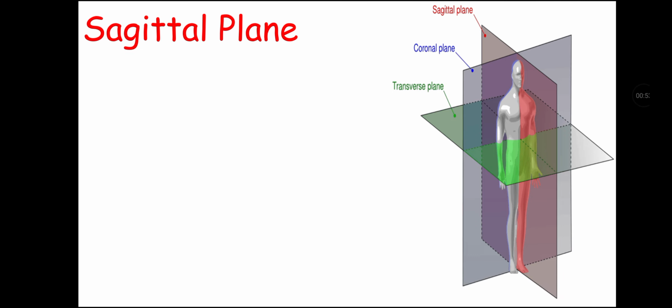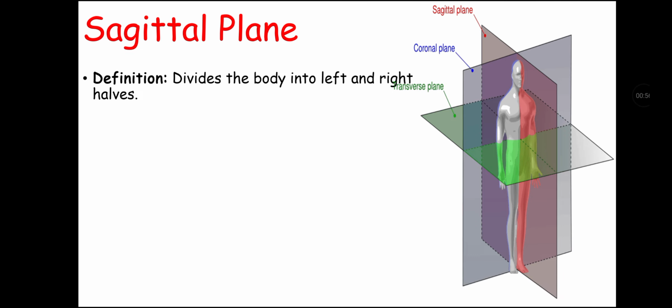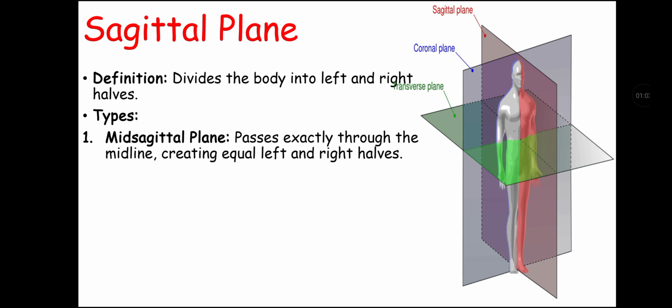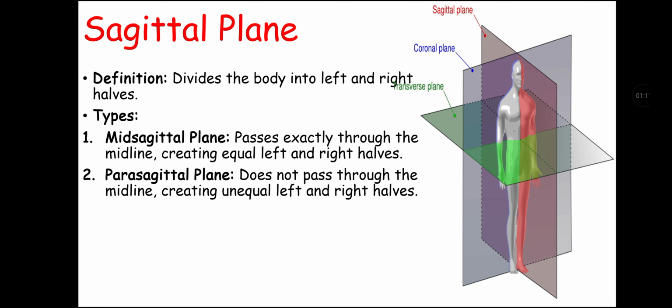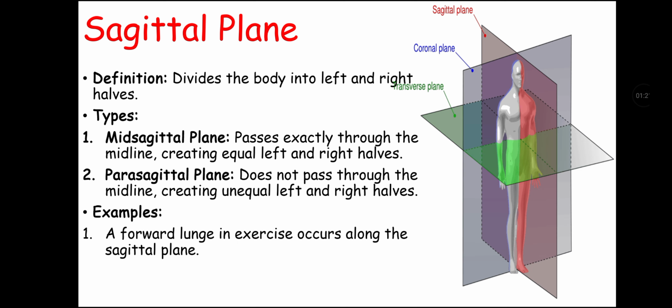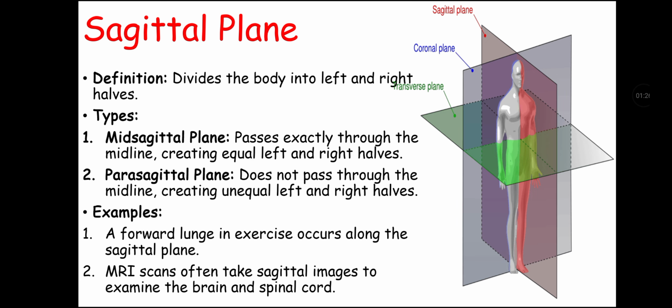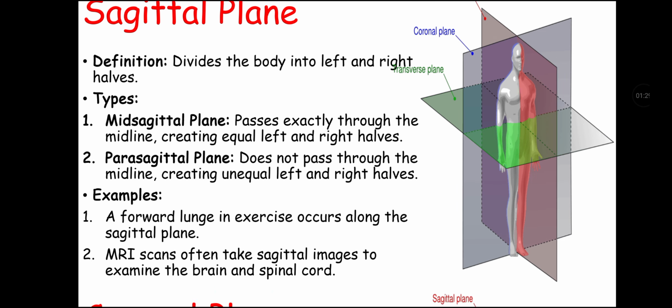Now let's talk about the sagittal plane, that is the type of anatomical plane. We can define it as the plane that divides the body into left and right halves is called a sagittal plane. Its types include mid-sagittal plane that passes exactly through the midline creating equal left and right halves, and the other type of sagittal plane is parasagittal plane that does not pass through the midline creating unequal left and right halves. Its examples include a forward lunge in exercise occurs along the sagittal plane, and MRI scans often take sagittal images to examine the brain and spinal cord.